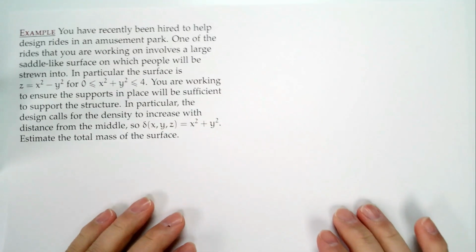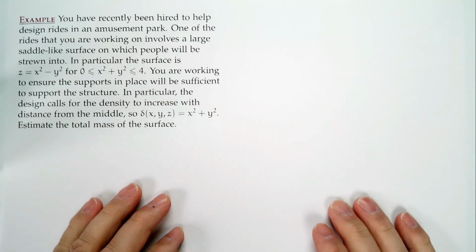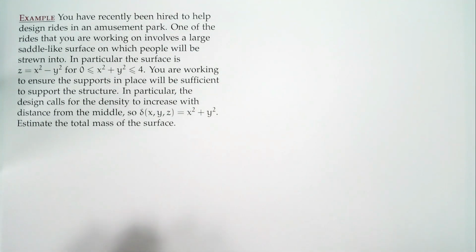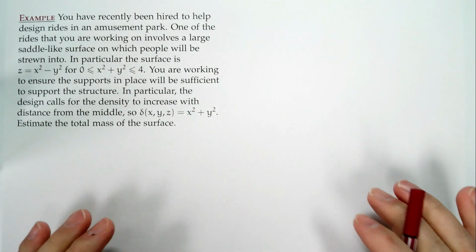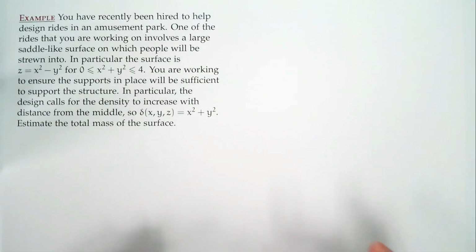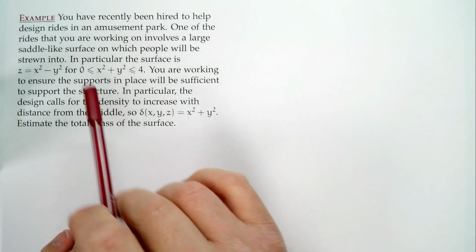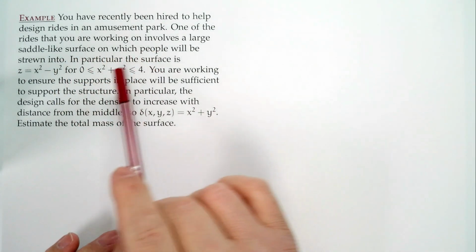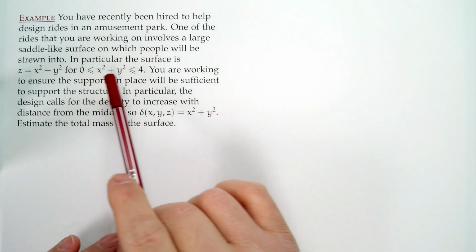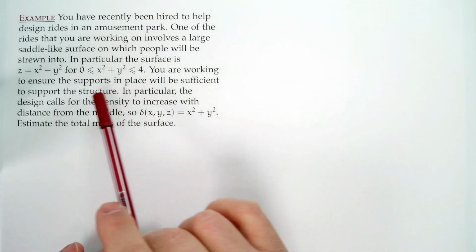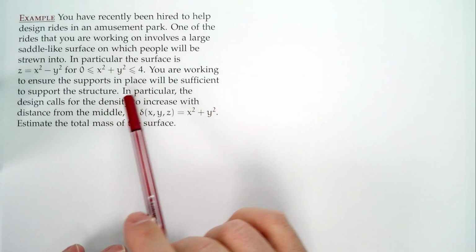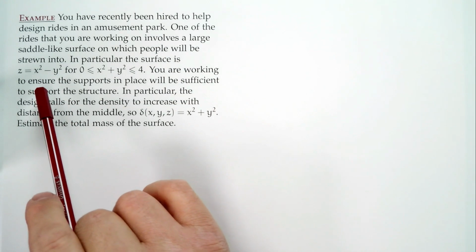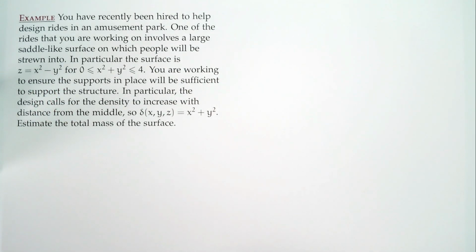So one more problem. You've recently been hired to help design rides in an amusement park. Oh, that sounds like a great job. I wonder how I can get that job. Anyways, one of the rides you are working on involves a large saddle-like surface on which people will be strewn into. In particular, the surface is z equals x squared minus y squared, for 0 less than or equal to x squared plus y squared less than or equal to 4.